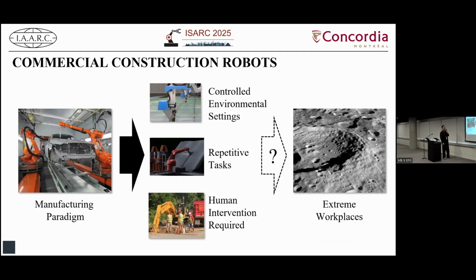However, the existing commercial construction robots are not designed for this level of autonomy. They typically come from the manufacturing paradigm, operating in controlled environmental settings and performing repetitive tasks with human intervention. These are effective in structured and supervised settings. However, when you shift to extreme workplaces, they may suffer from methodological limitations in such conditions.